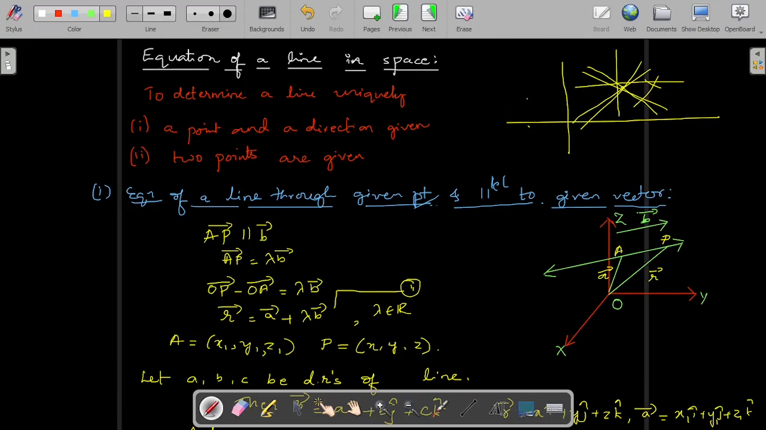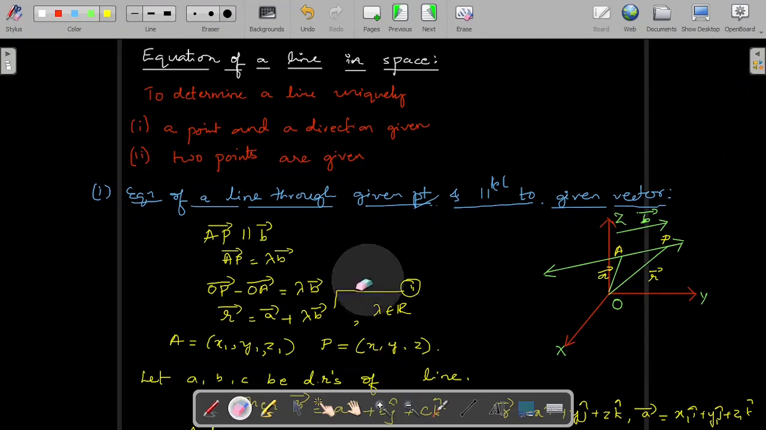But instead, if a point and its direction are given, so this is the direction, in that case I can draw a unique line. Or else, if 2 points are given, passing through those 2 points like this, in that case we can also draw a line uniquely.